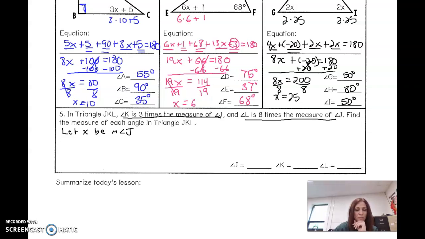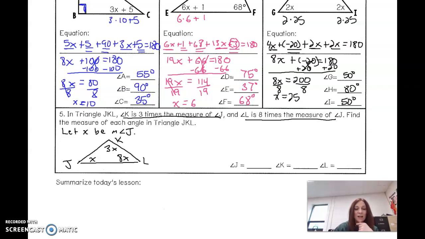And I'm going to draw a picture. JKL. We said let J be X. K is 3 times the measure of J, and L is 8 times the measure of J. Don't worry if the picture looks right or not. But when you see this now, it hopefully doesn't seem so intimidating.